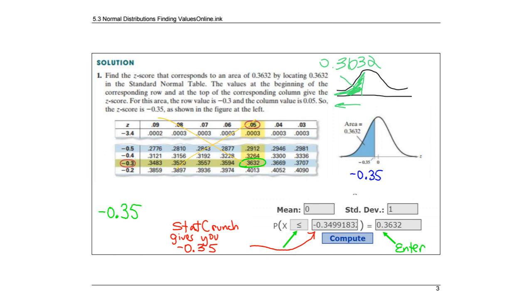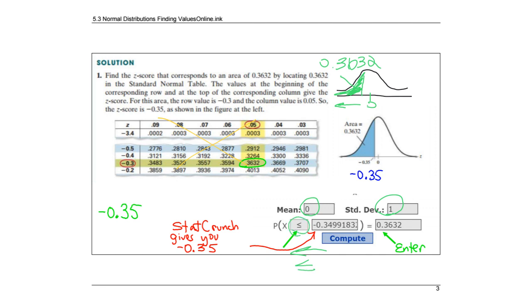Now the problem did not tell us anything about mean or standard deviation. So since they did that, we know that the mean is 0 in the middle, standard deviation is 1. So we're going to go to StatCrunch. We're going to go to Stat, Calculator, Normal. We're going to make sure there's a 0 in the mean, a 1 in the standard deviation. And because we know that we want to be heading to the left, we are going to use less than or equal to. So we're going to put that in.